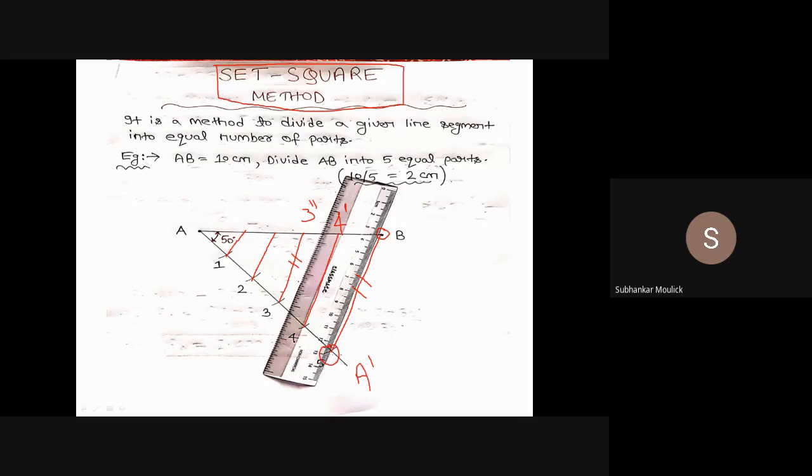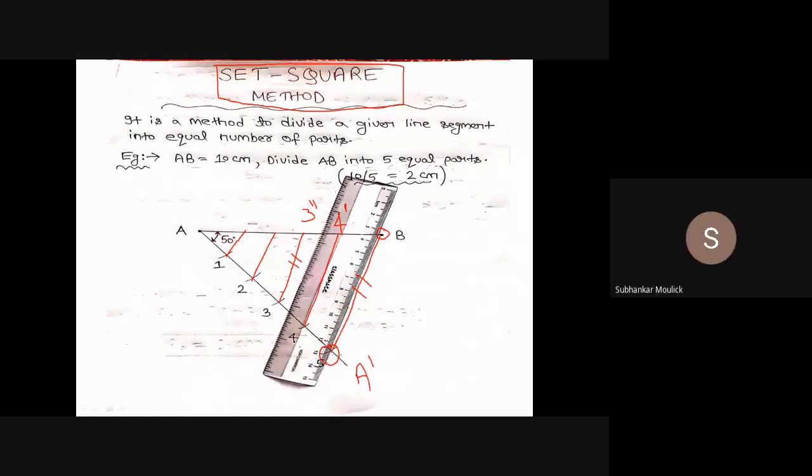But how to draw these parallel lines? For that we have to use the set square. Is the concept clear so far? Yes, sir. Okay. Let us move forward. Sir, can you please repeat the last thing?